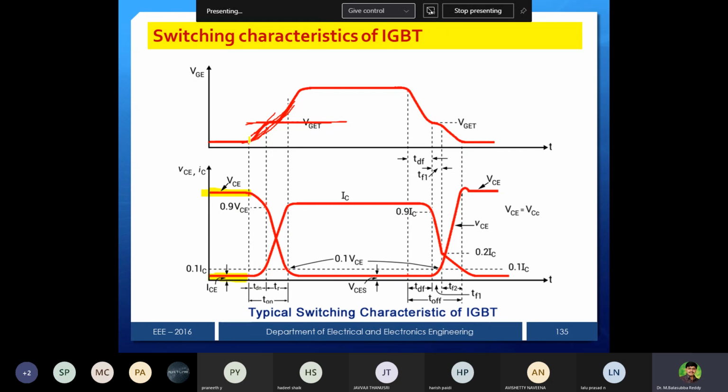Now as the voltage gradually increases, this is going to drop down gradually, and the current is going to increase. Once this current increases to the rated value, then automatically what will happen?